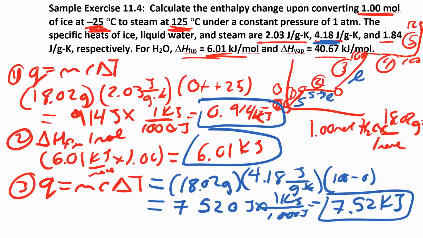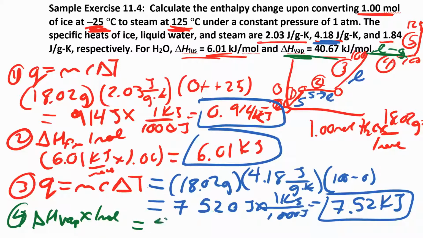Step 4, now we have another phase change. We're here in green. Now we're going to go from a liquid to a gas. So all we're doing now is adding more heat. The temperature is not changing, but we have a phase change, so we need to use another delta H. So our delta H of vaporization times the number of moles. So delta H vaporization times 1 mole will just give us 40.67 kilojoules. It's kilojoules per mole times 1 mole, which gives us 40.67 kilojoules.